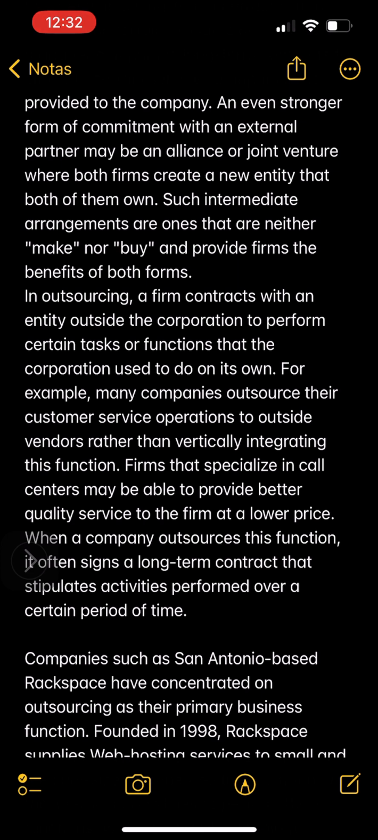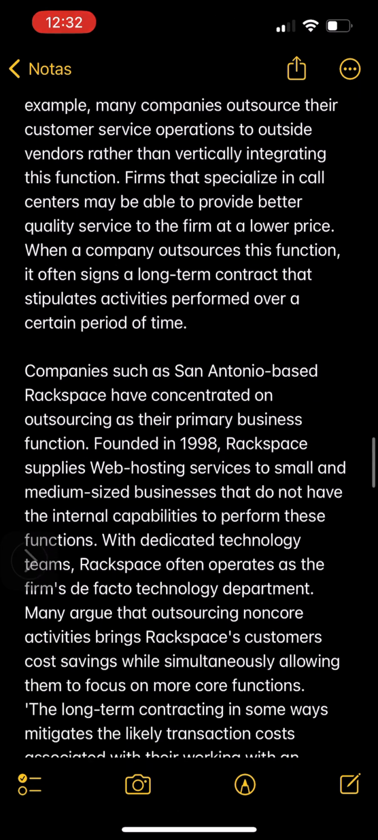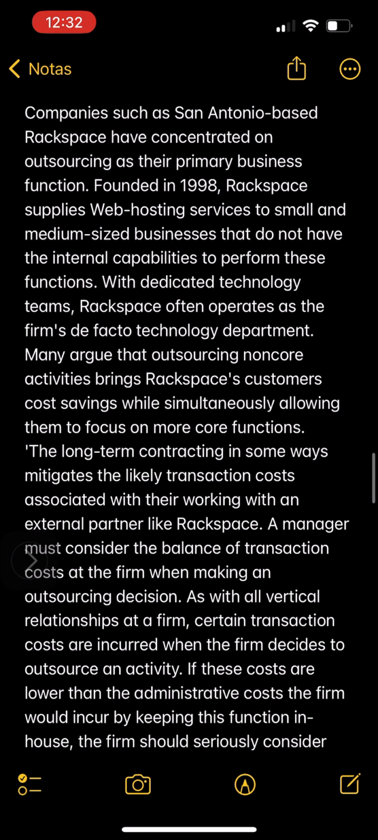Companies such as San Antonio-based Rackspace have concentrated on outsourcing as their primary business function. Founded in 1998, Rackspace supplies web hosting services to small and medium-sized businesses that do not have the internal capabilities to perform these functions. With dedicated technology teams, Rackspace often operates as the firm's de facto technology department. Many argue that outsourcing non-core activities brings Rackspace's customers cost savings while simultaneously allowing them to focus on more core functions.